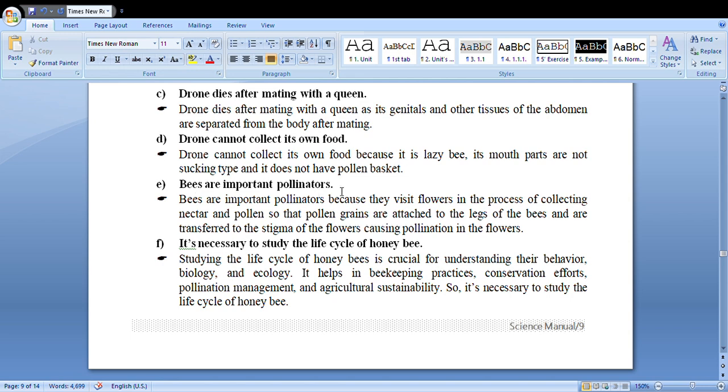Bees are important pollinators. Why? Bees are important pollinators because they visit flowers in the process of collecting nectar and pollen, so that pollen grains are attached to the legs of the bees and are transferred to the stigma of the flower, causing pollination of the flower.